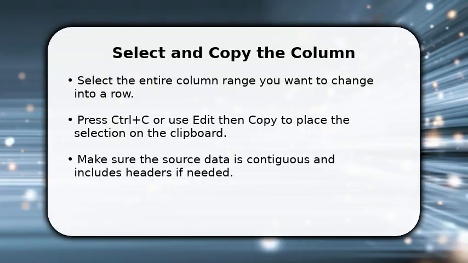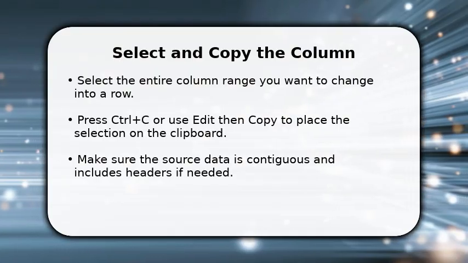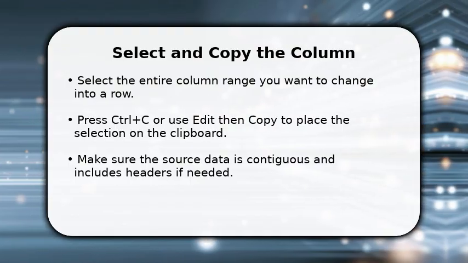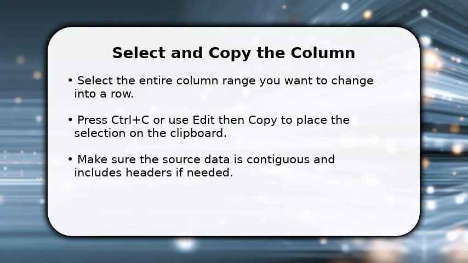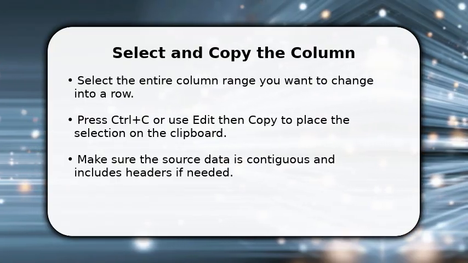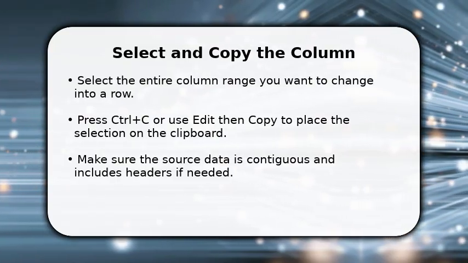First, select the entire column range you want to change into a row. Make sure the selection includes any headers you want moved. Press Ctrl+C or choose Edit, then copy to place the cells on the clipboard. Confirm the copied range by looking for the moving dashed outline.